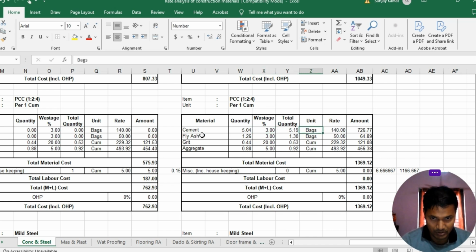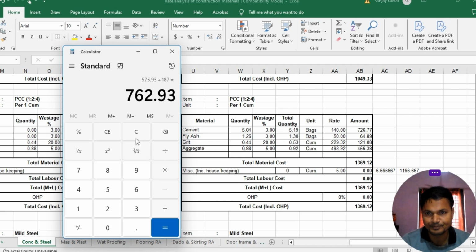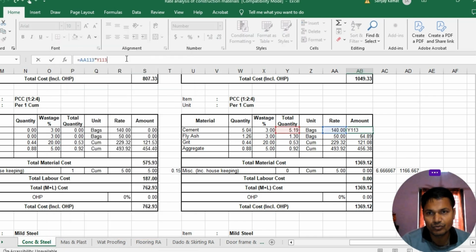The unit of cement is always bag. Rate 140, and the amount we have taken, how much? We'll check this after multiplying, whether this much is coming or not. 140 into 5.19. So 726.6. We will edit this value and write the same value here.